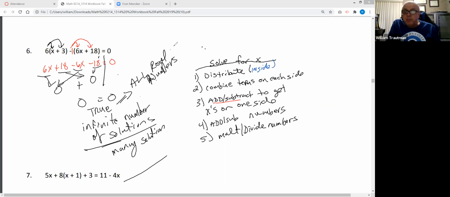Oh, by the way, can somebody go to the back of the book and tell me what it is? Alma, is that what it says in the back of the book? All real numbers? Okay, good. I was just gonna say sometimes there's a button that they just want you to click. It says all real numbers. Thank you.